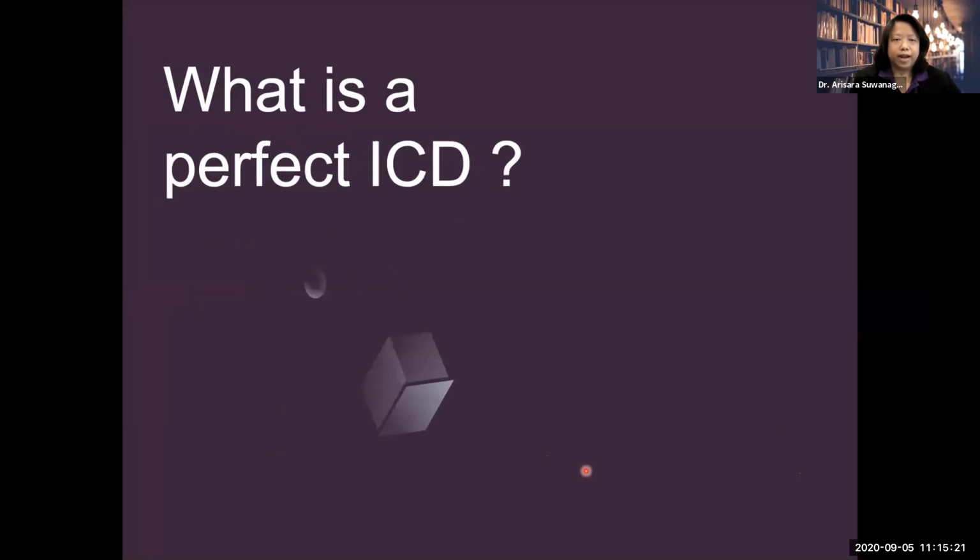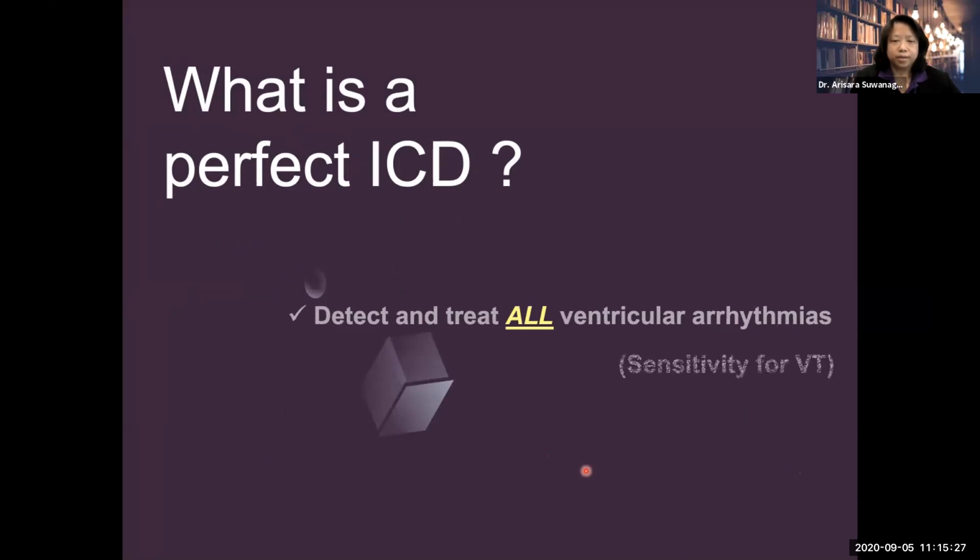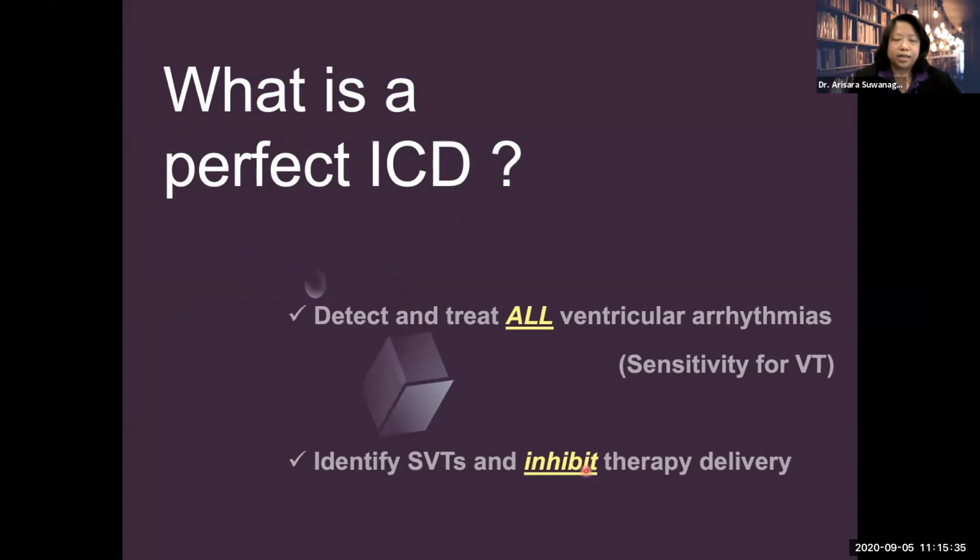So for the perfect ICD, what do we aim for? We aim for detecting all ventricular arrhythmias. That means that we need the ICD to be very sensitive for the VTs. And of course, like I said, the ICD should not treat SVT. So it has to inhibit therapy if it's an SVT. That means that it has to have specificity for the SVT as well.